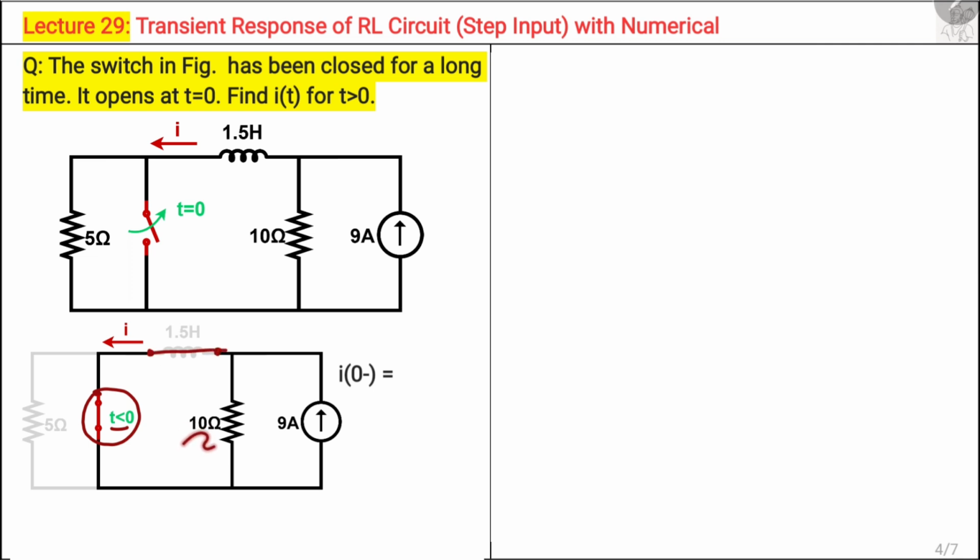Looking at this circuit, we can see that both this resistance as well as this resistance are bypassed by this short circuit. Therefore, the entire 9 ampere current will flow through the inductor, and we can say that the initial current of the inductor is simply 9 ampere. So the current at t equal to 0 negative, that is just before opening the switch, and at t equal to 0 positive, that is just after opening the switch, will be simply equal to 9 ampere.